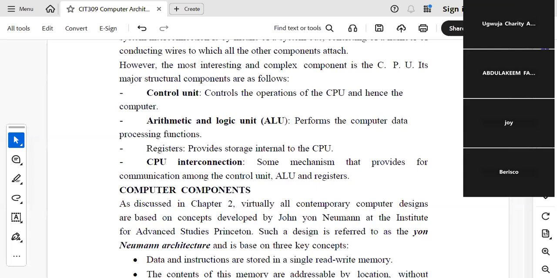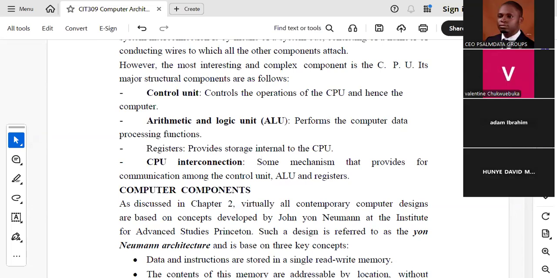All right, what are the structures of a computer? The four structures of a computer. CPU, main storage, input/output, and system interconnection. CPU, control unit, arithmetic and logic unit, and CPU interconnection. Thank you. That is very good. So we are done with this part.